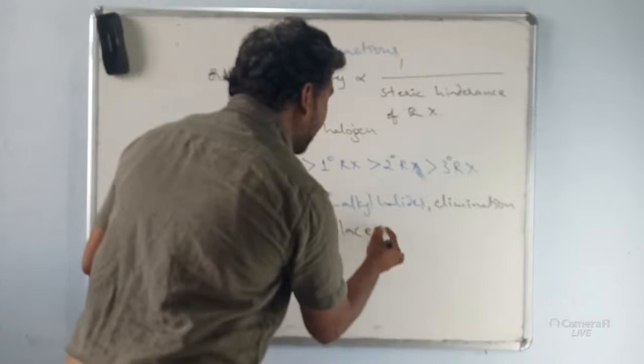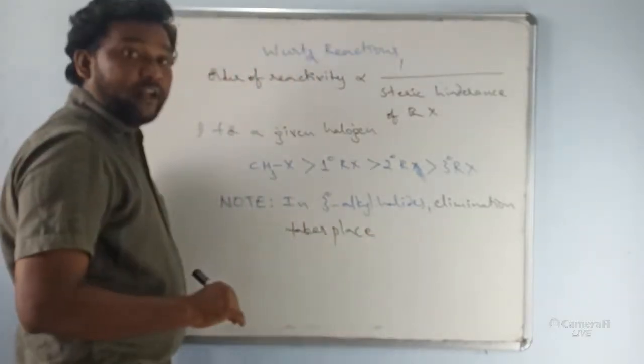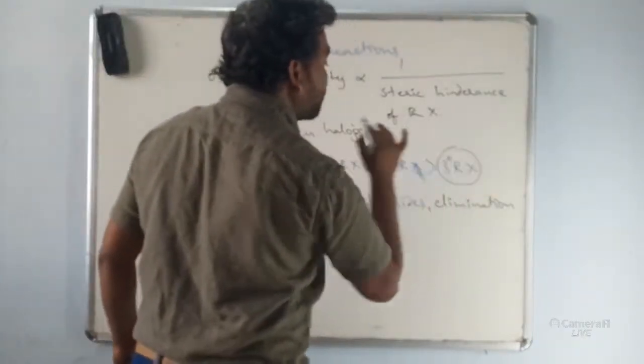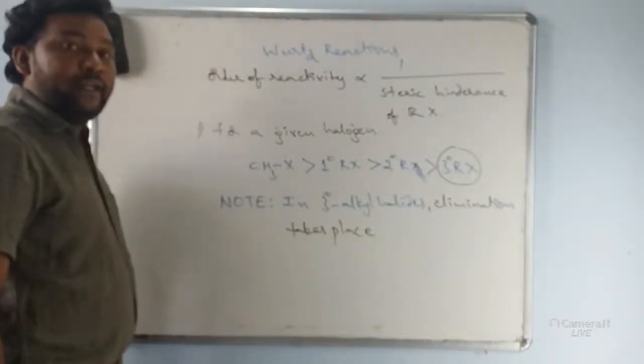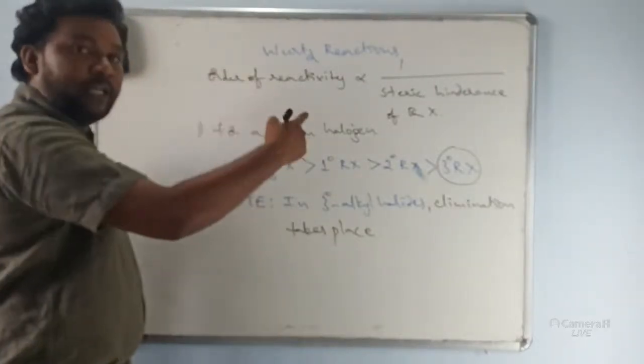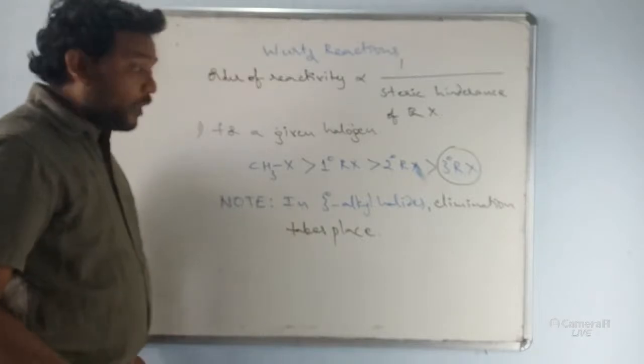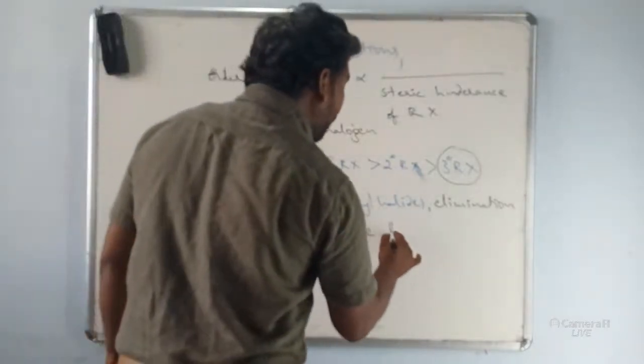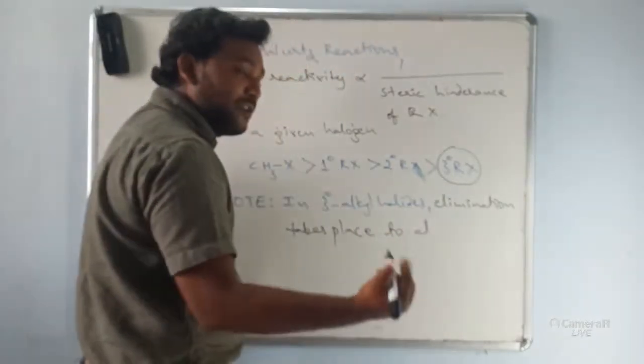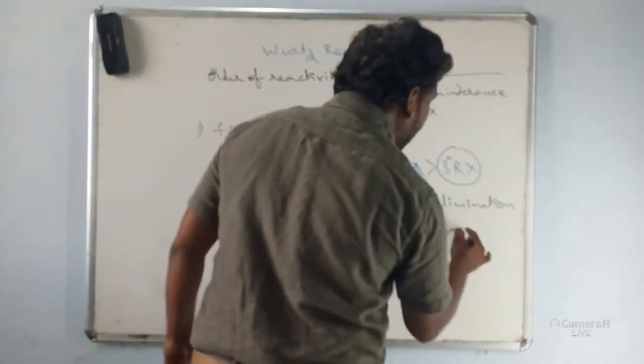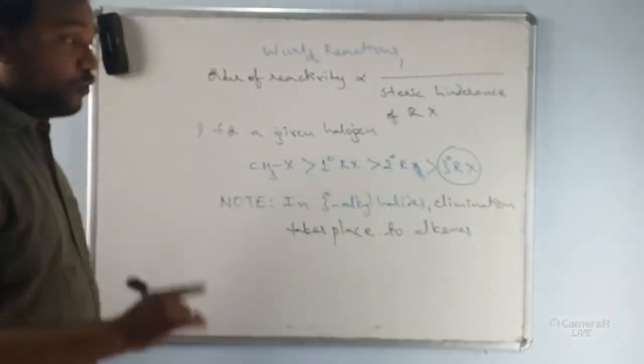In which case? In case of tertiary alkyl halide. Tertiary alkyl halides will not participate in the Wurtz reaction. Under the same condition, sodium in ether, they readily undergo elimination. Elimination takes place to give alkenes. Elimination means definitely we will get unsaturation, to give alkenes. Important to know.